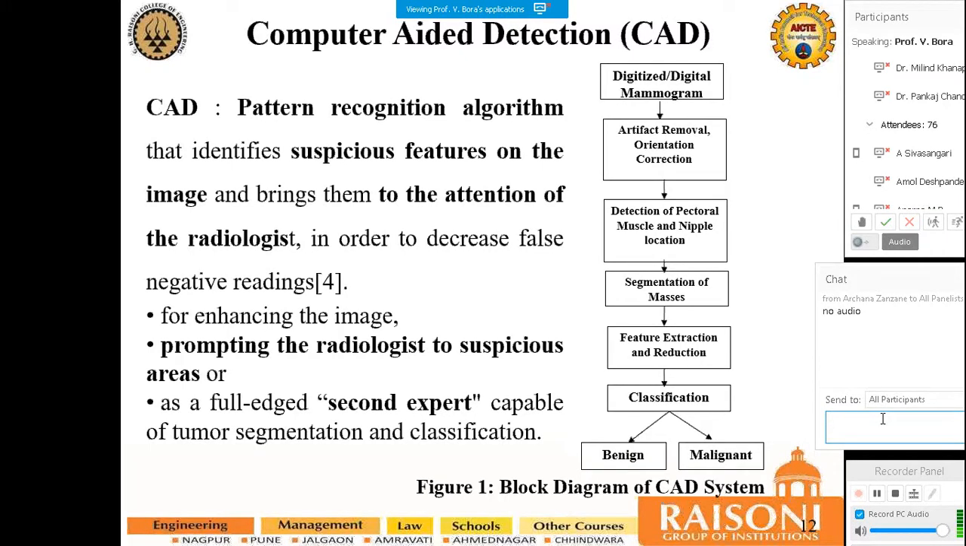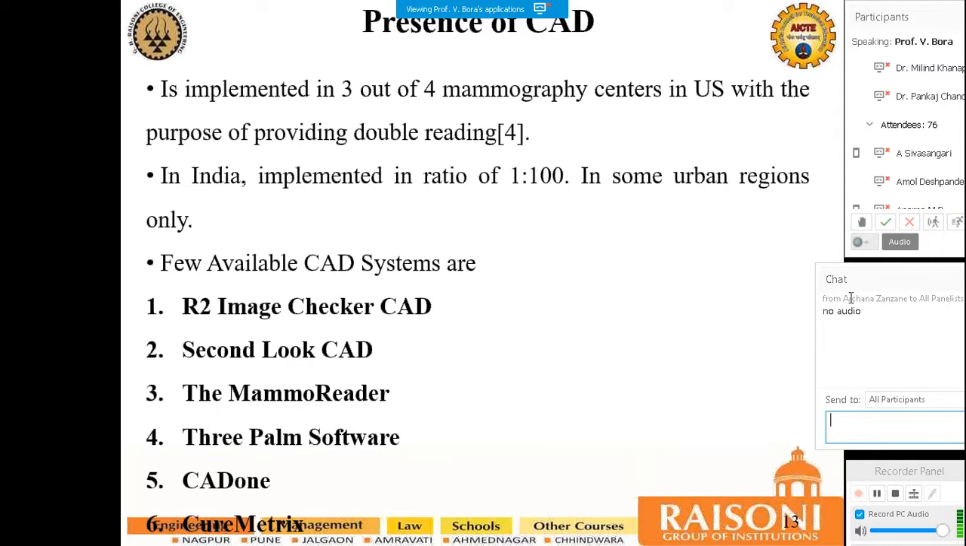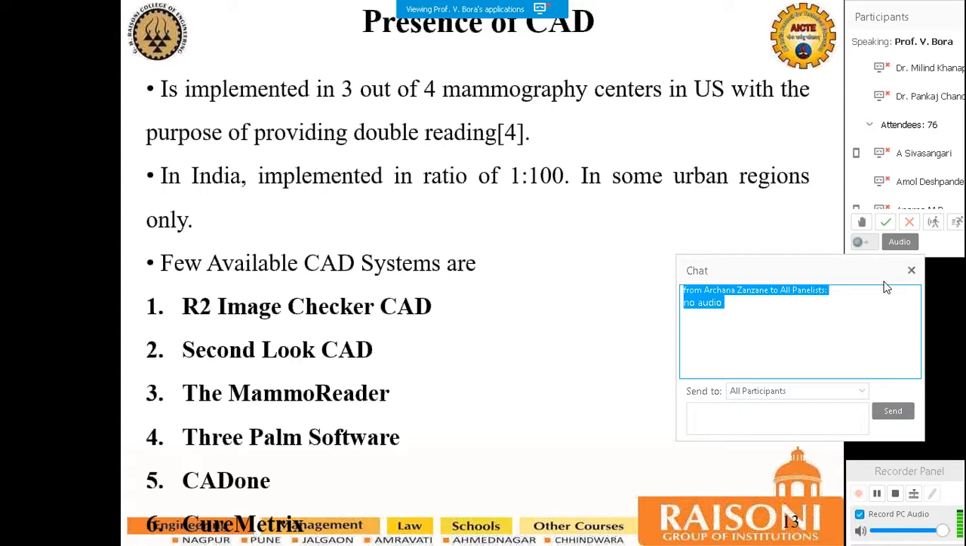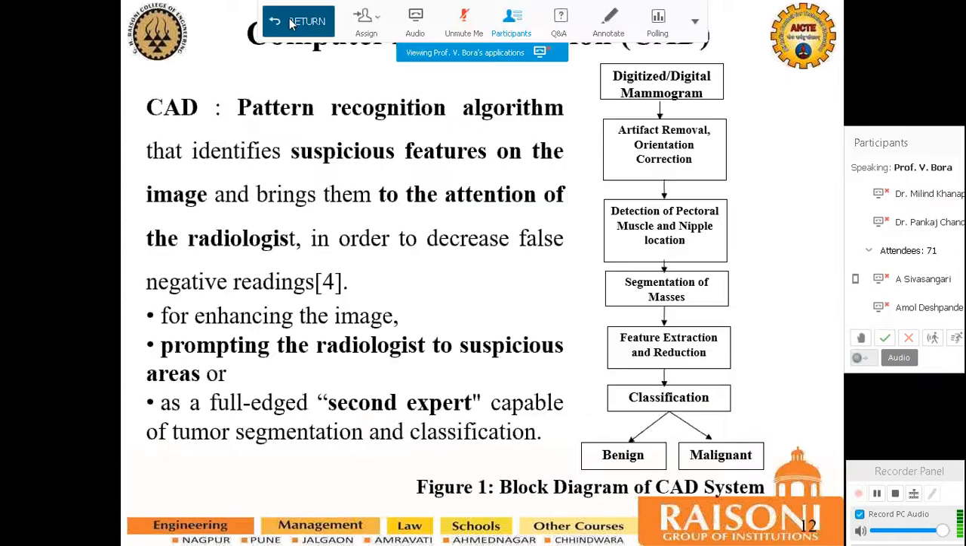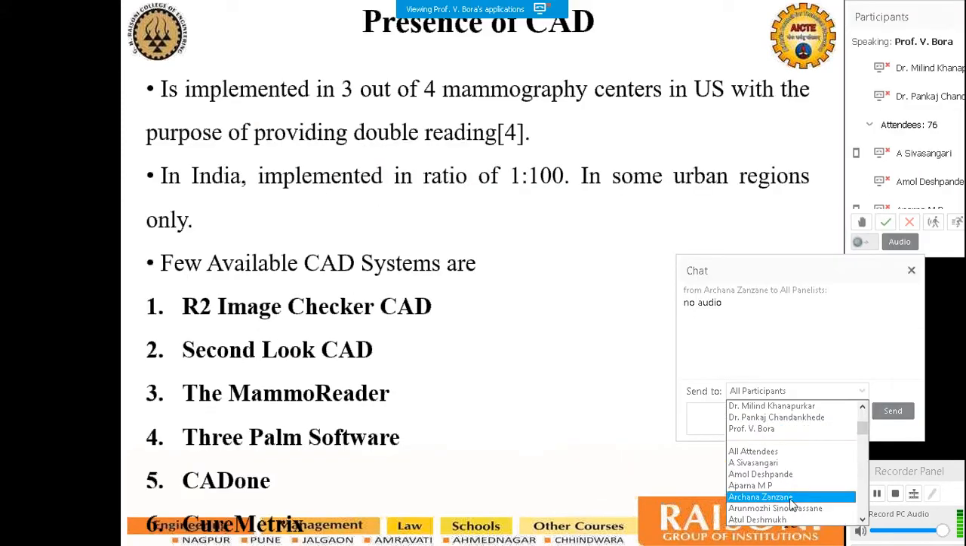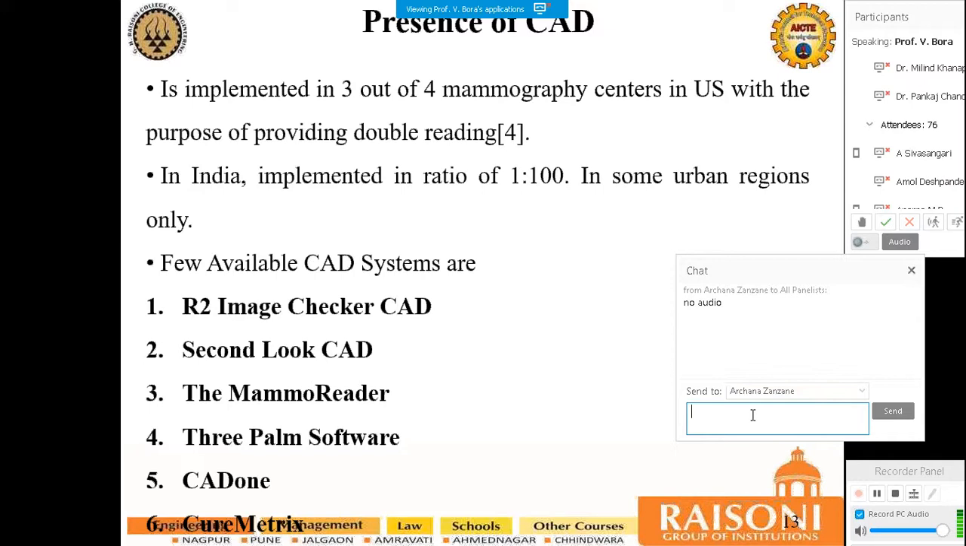Presence of CAD: basically in the US, in 3 out of 4 radiology centers, CAD is present. There the radiologist takes a second advice from the computer-aided diagnosis, so that actually increases the sensitivity and specificity of the radiologist. The false negative won't be there. In India, the ratio is 1:100, and that too in urban areas only. So in India, CAD systems are not actually used. If they are used, definitely breast cancer will be detected in early stages and can give the best life.